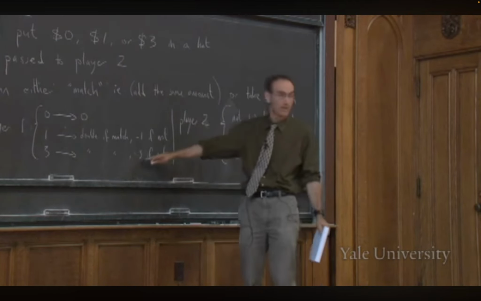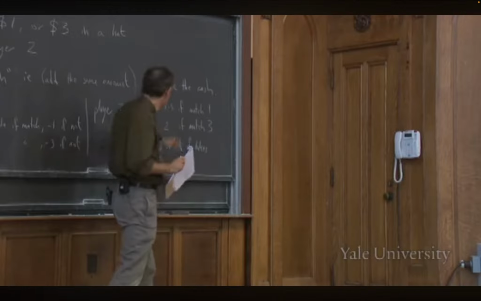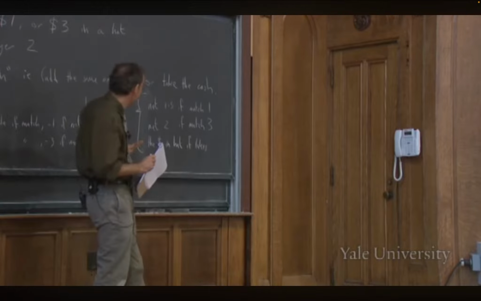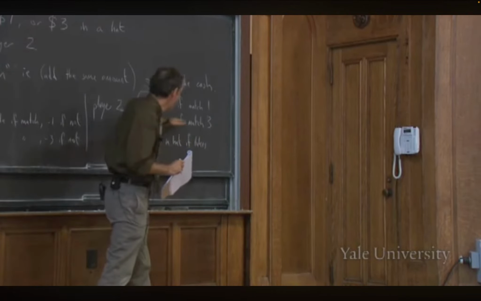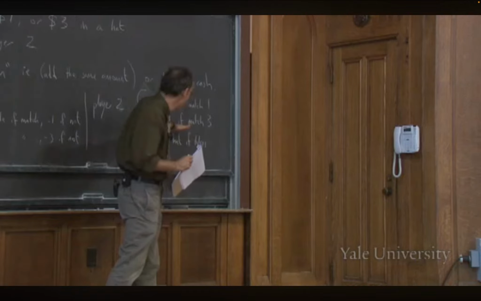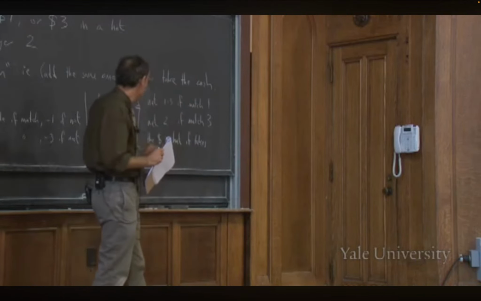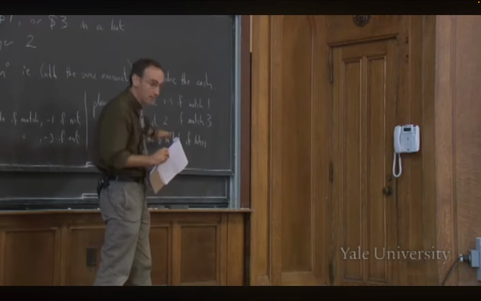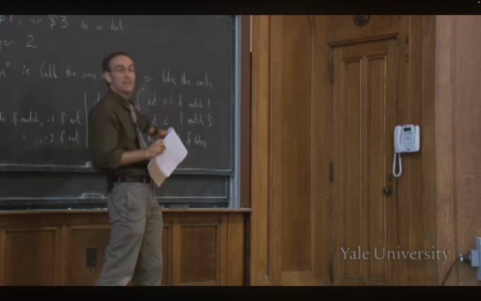From player 2's point of view, if player 2 matches, then they get their investment back plus $1.50 if they matched 1, so they get $2.50 back in all. And they get their investment back plus $2 if they match 3, so they get 5 back in all. And of course, if they simply take the money out of the hat and put it in their pocket, then that's what they get in the game.